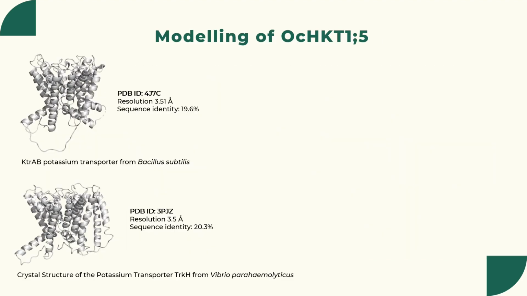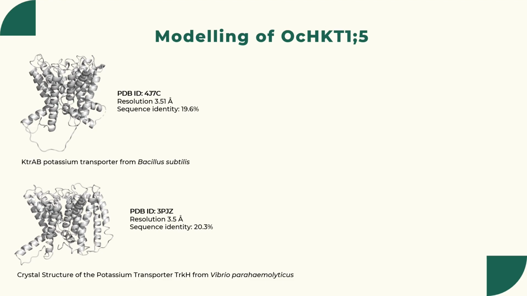Now coming to the modeling part, generating homology models for Oryza coarctata HKT1 was the most challenging part in this study. No crystal structure has been solved for HKT1 so far, as this membrane protein is highly dynamic in nature. What we have are two crystal structures of potassium channel proteins from bacteria and fungi. Both of them have around 20% sequence identity to the OcHKT1 protein, which is very low similarity.